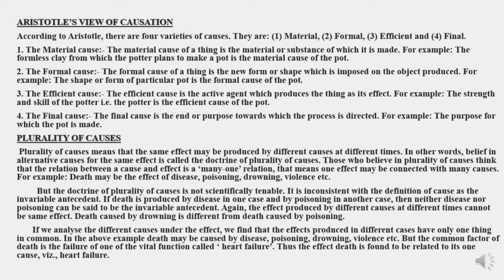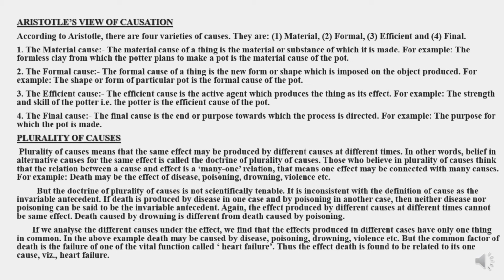Next, what is the efficient cause? The efficient cause is the active agent which produces the thing as its effect. That means the labor, skill or energy spent in making a thing is called the efficient cause. For example, the strength and skill of the potter, that is, the potter is the efficient cause of the pot. Or in case of the cloth, the strength or skill which the weaver applies to the material in making cloth is the efficient cause of the effect.